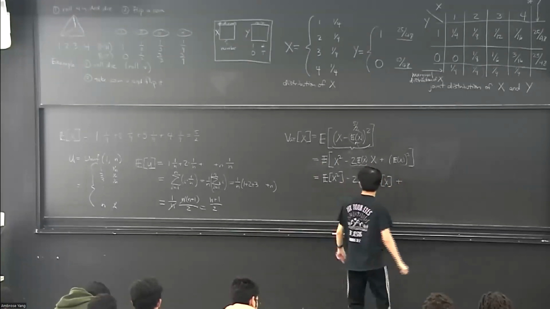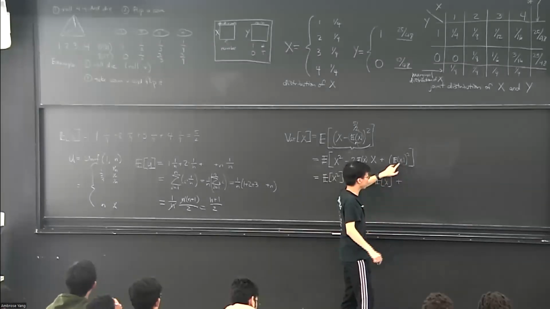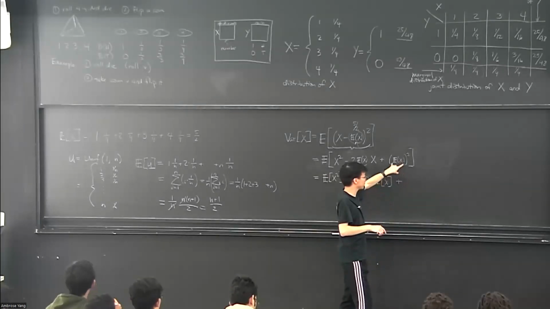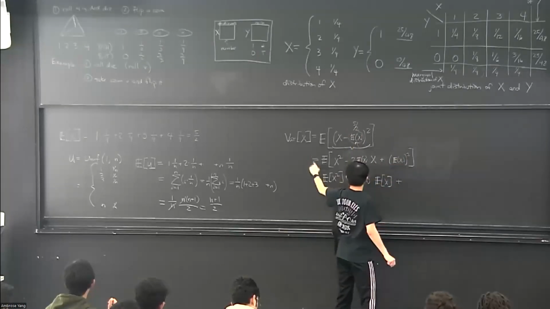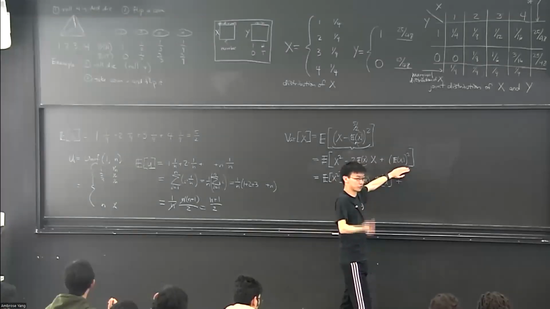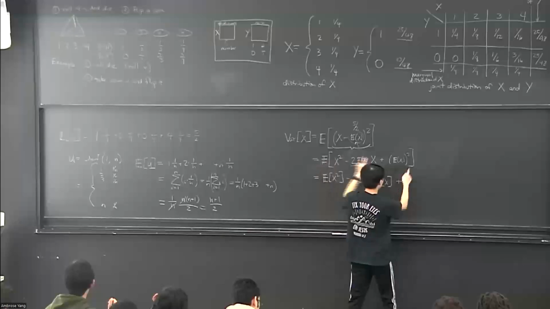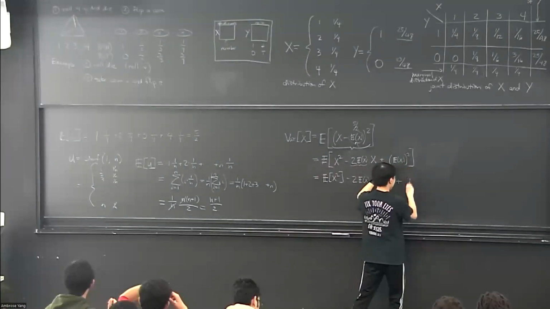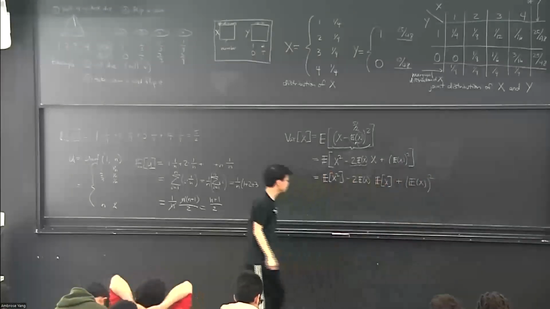And then plus the expected value of, what is this? This is not random at all. This is a number. Expected value of x is a number. Expected value of x squared is a number. It's in fact 25 over 4. So what's the expected value of 25 over 4? Just 25 over 4. The expected value of a number is just that number. So the expected value of this number is just this number, expected value of x squared.